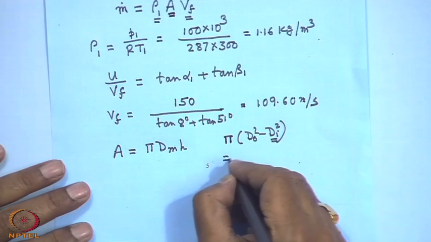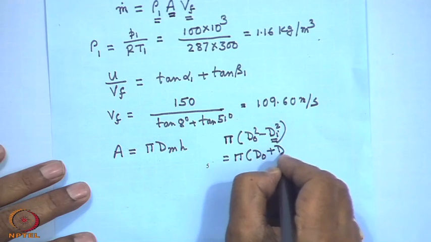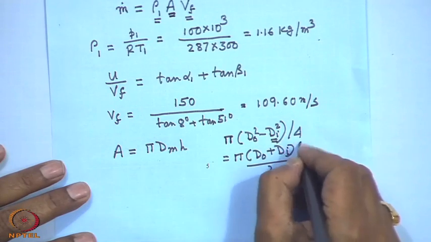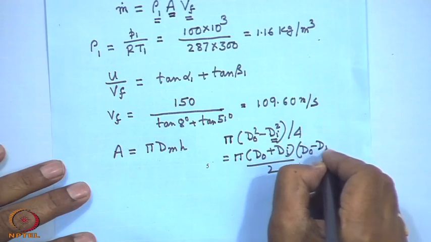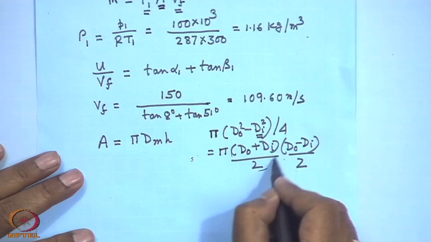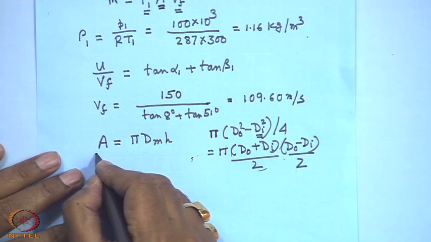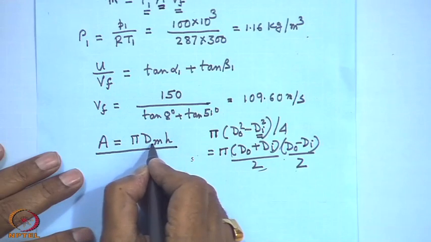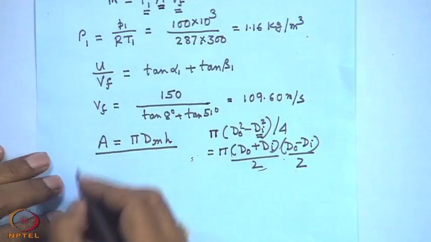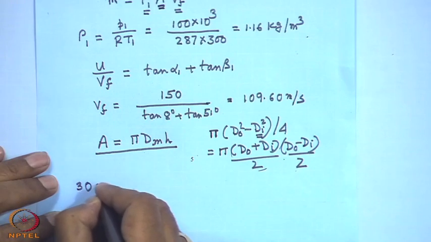This can be written as pi into (d0 plus di) by 4, into (d0 plus di) by 2 and (d0 minus di) by 2. Now, this is the mean diameter, (d0 plus di) by 2, and this is the blade height. So that area can be expressed in terms of the mean diameter and blade height.